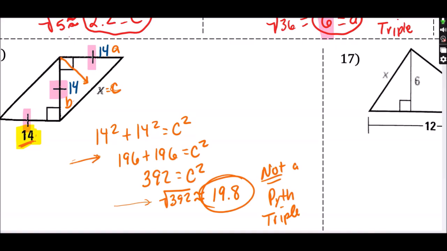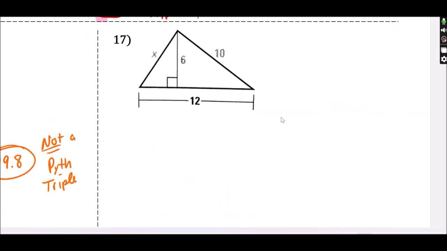I get down to here, and it's 196 plus 196 equals C squared. I ultimately end up with square rooting 392, forgive me. And then that gives me approximately 19.8, which means if I have two whole numbers, that's great, but I need all three, so this is not a Pythagorean triple. So then our last question on this page, before our more box, is number 17.